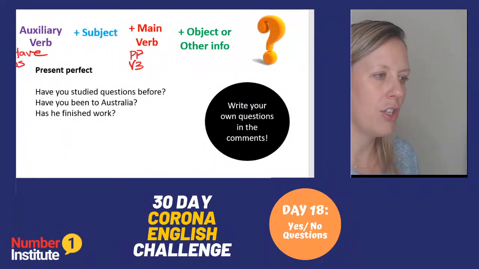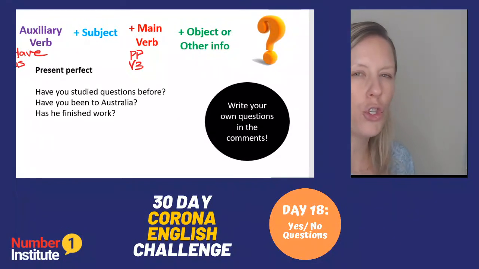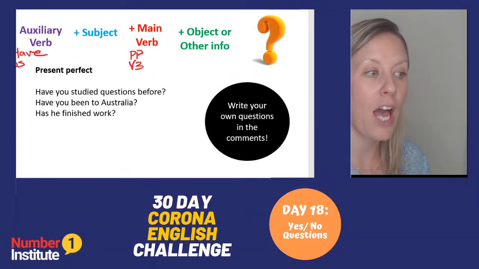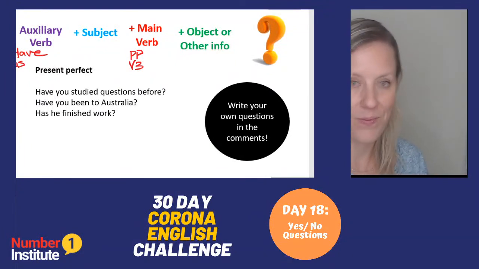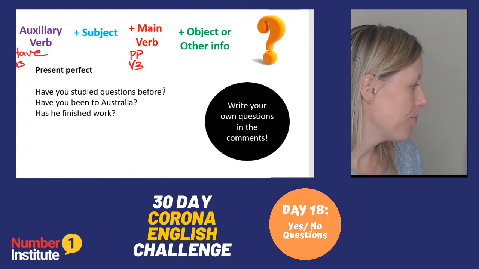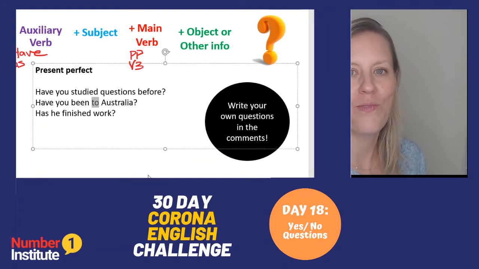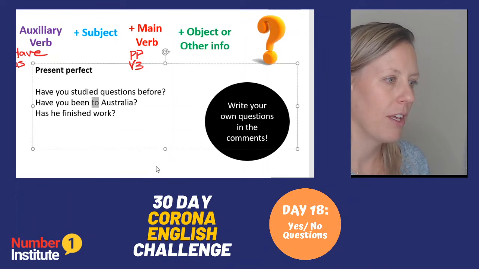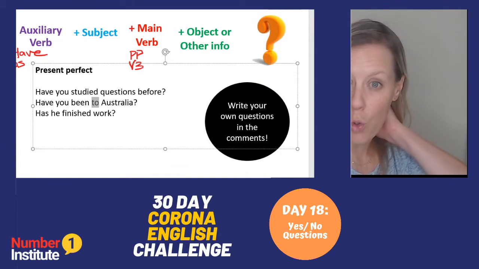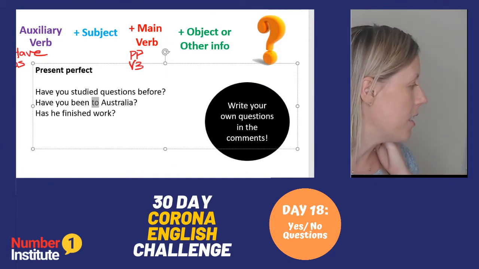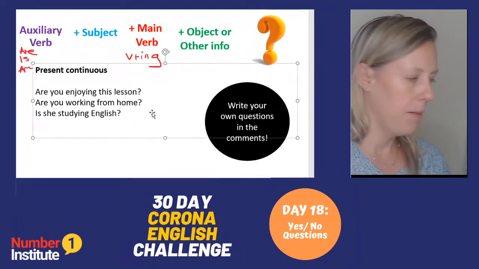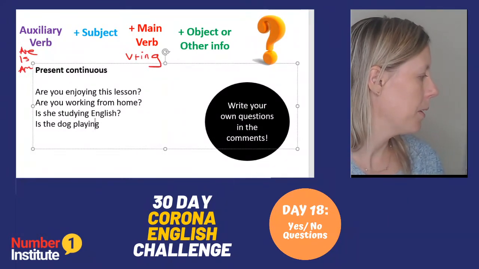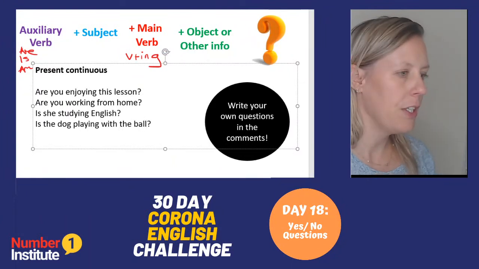All right. Jose has asked, have you visited to Brazil? Almost. You don't need to with visit. Have you visited Brazil? If you ask been, we use to. But with visit, no to. And yes, I have. Okay, Ecclesia has asked, is the dog playing with the ball? Very good. So that's the present continuous.